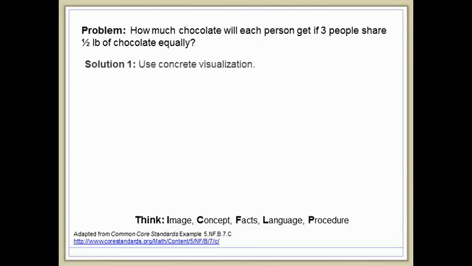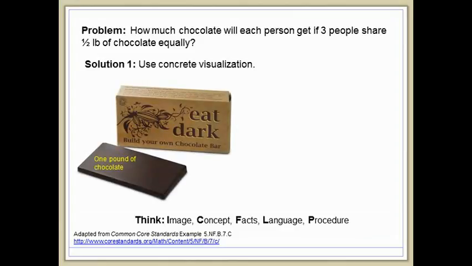So for this example, we can use concrete visualization because students have some experience with chocolate. So here's a pound of chocolate. If we break it in half, this is the amount that we have, 1/2 pound of chocolate. And we're going to divide that evenly among 3 people. So each of them will get 1/3 of the 1/2. So what we're after is 1/3 of 1/2.